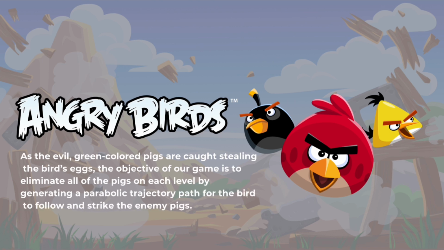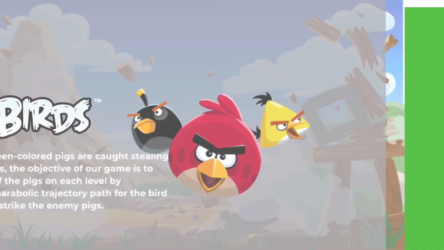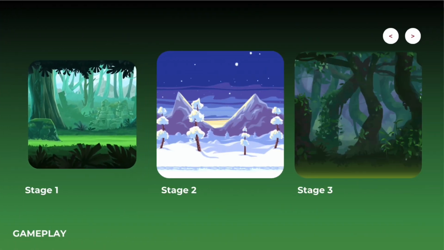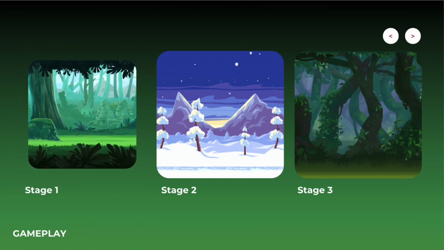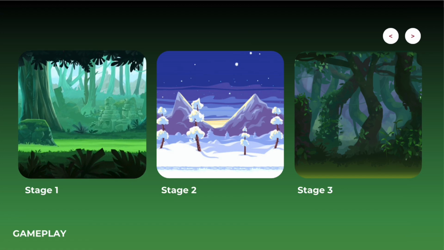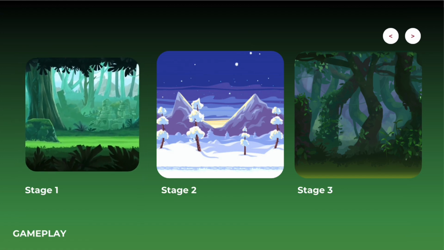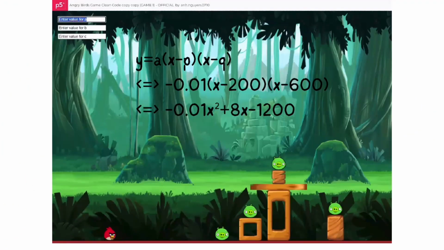There will be 3 stages in total, and each stage must have at least 3 different parabolas. Regarding stage 1, the theme here is jungle alongside the wooden blocks, and the design requirements are that the bird and at least one pig must be placed on the ground, as the bird must hit the pigs directly. For the ones on the ground, we use the intercept form to utilize the bird and the pig's coordinates effectively.